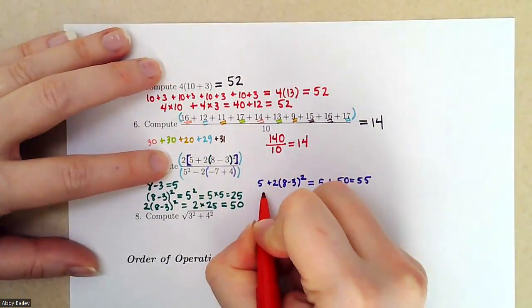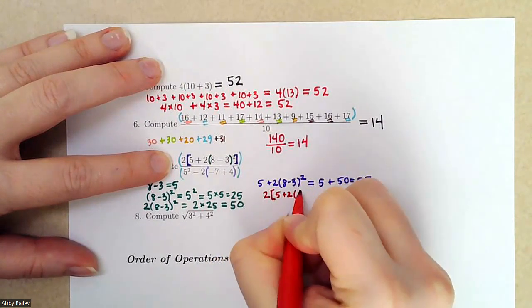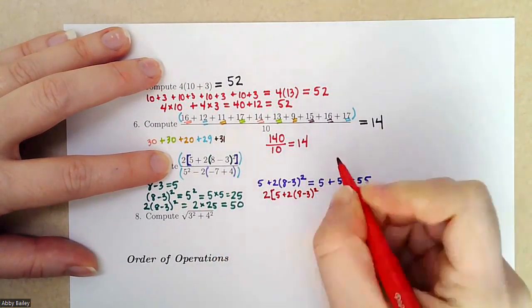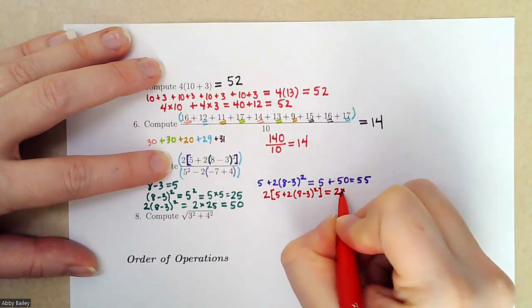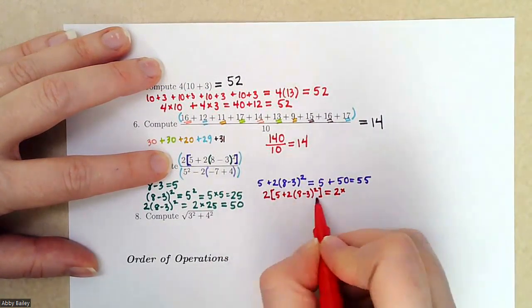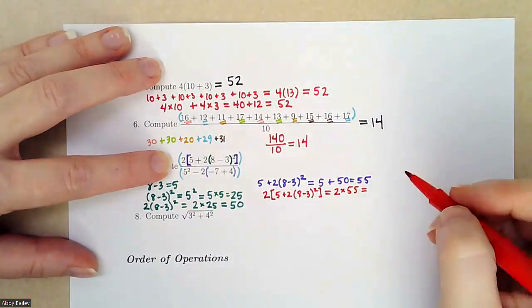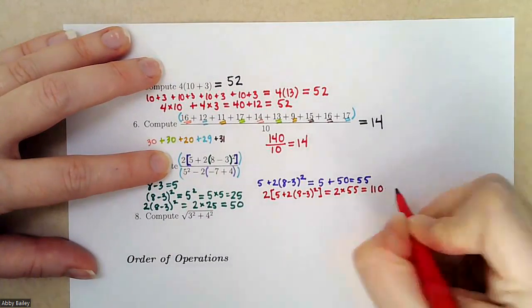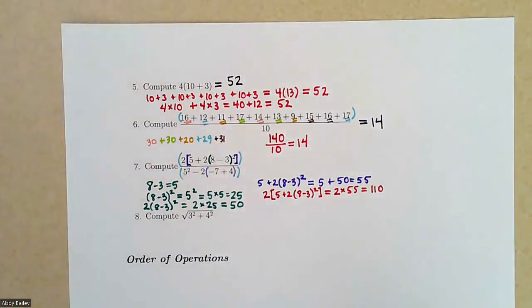Okay, so that means the numerator, 2 times 5 plus 2 times 8 minus 3 squared, is 2 times, we know this whole thing right here is 55. 2 groups of 55, how much is that? 110. Okay, so that's our numerator.